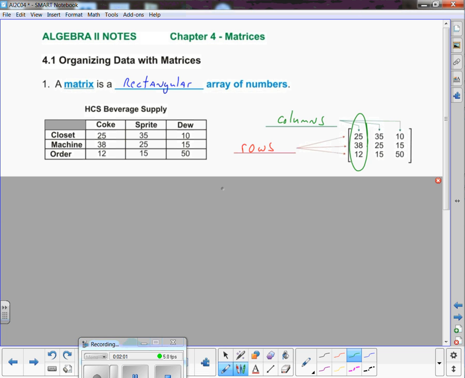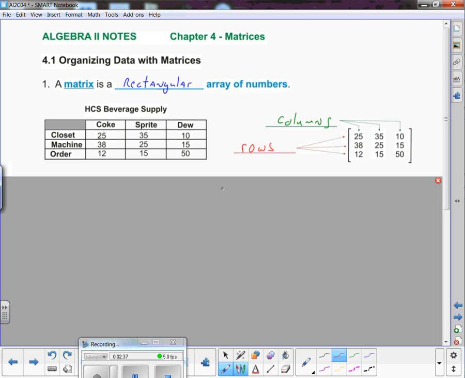And you see column 1 there, 25, 38, 12, which, by the way, represents the amount of Coke, right? The amount of Coke. You got your second column there, 35, 25, 15, represents the Sprite. And then you've got the 10, 15, 50, and that represents the Mountain Dew. All right, I don't care for dew, but maybe you do. So you got rows and you've got columns, and let me get the word column back up there.